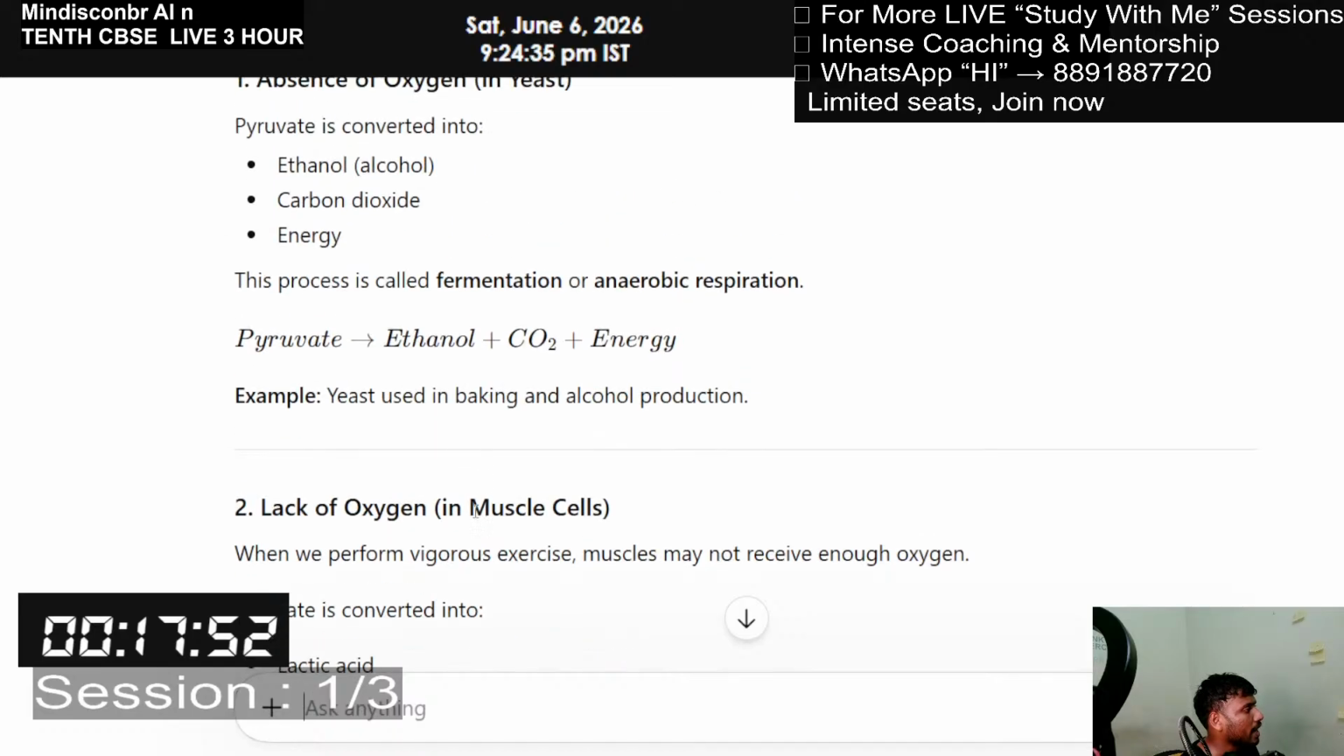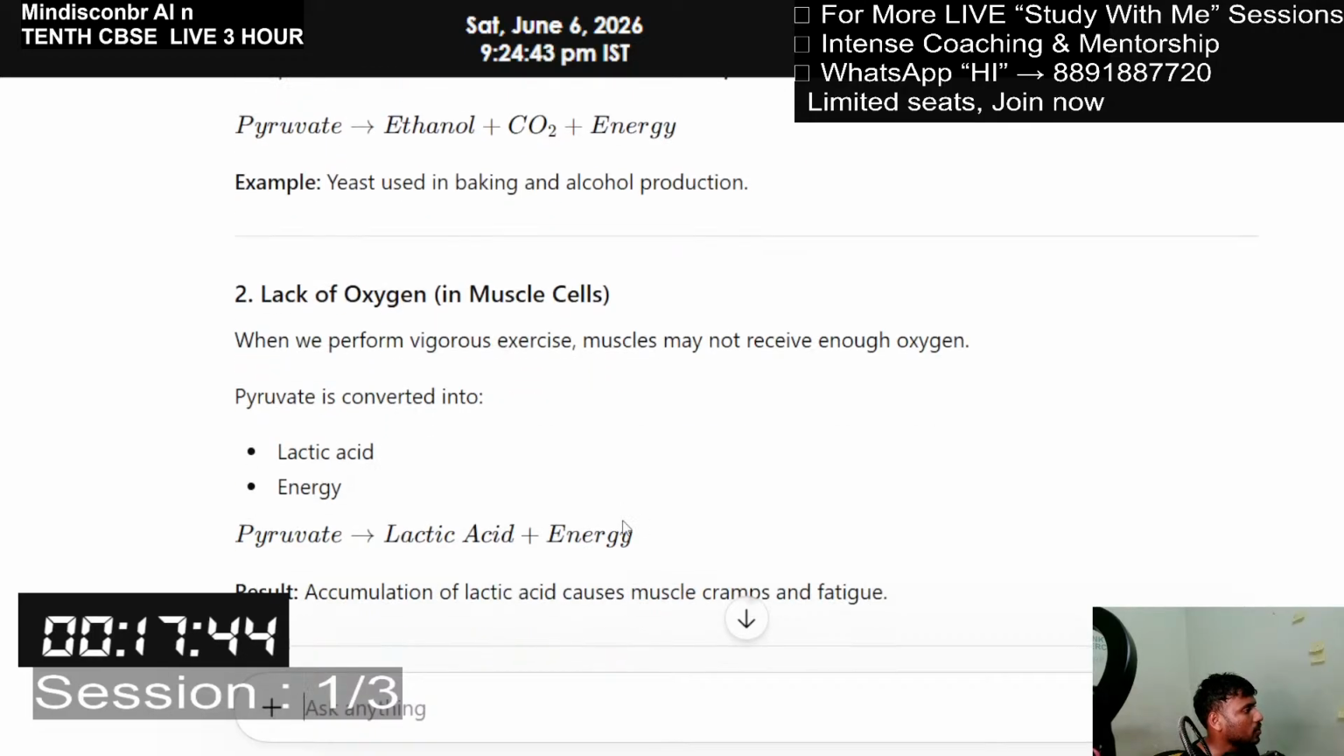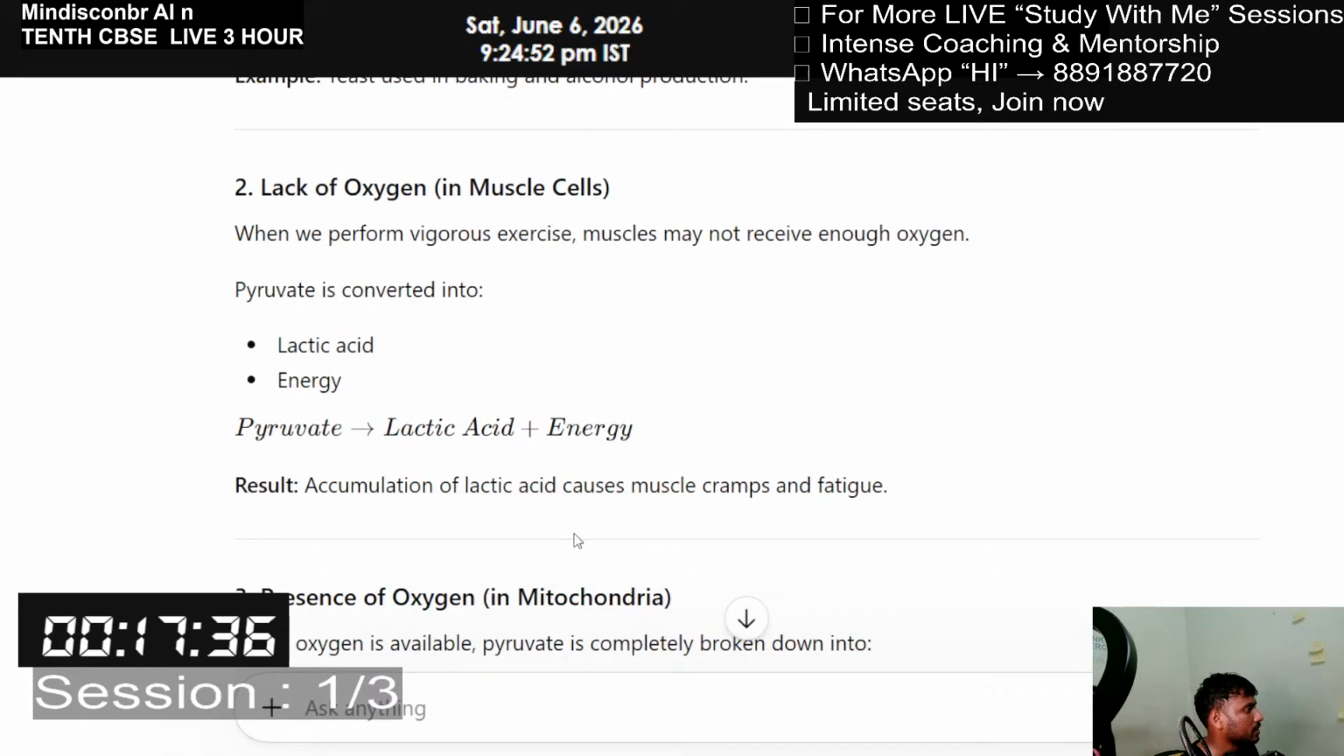Next one is lack of oxygen in muscle cells. That is, when we perform vigorous exercise, muscles may not receive enough oxygen. Pyruvate is converted to lactic acid plus energy, resulting in accumulation of lactic acid, which causes muscle cramps and fatigue.